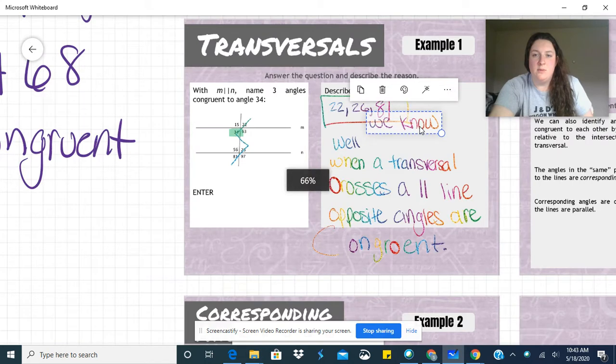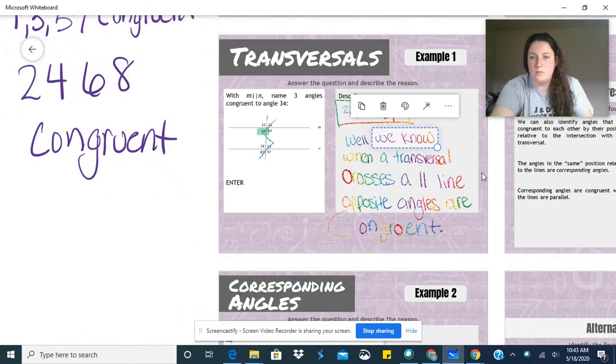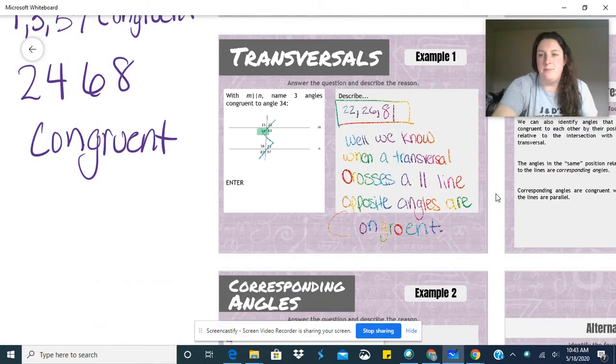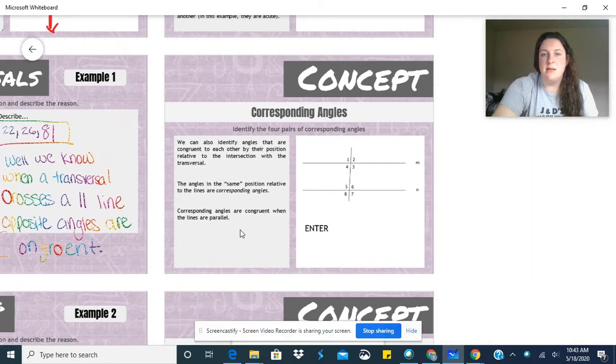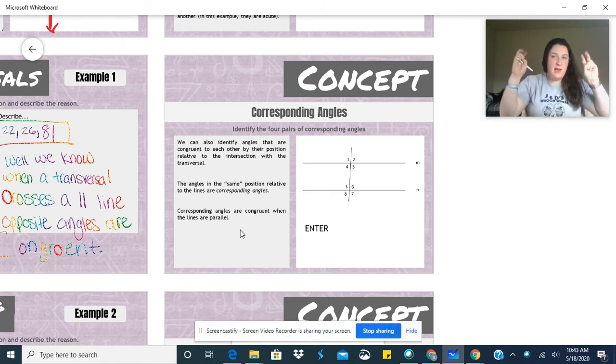Okay, so, whoa. So there's that. Now on to the next one. It says identify the 4 pairs of corresponding angles. A corresponding angle is when 2 lines are crossed by a transversal. The angles in the same relative position are the same.